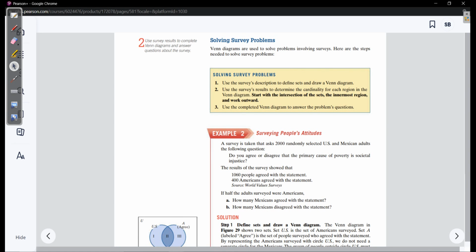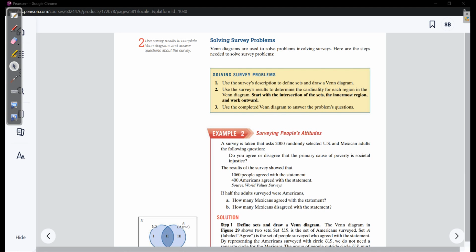With that said, this problem, let me reread it real quick. Example 2. A survey is taken that asks 2,000 randomly selected U.S. and Mexican adults the following question. Do you agree or disagree that the primary cause of poverty in society is societal injustice? The result of the survey showed that 1,060 people agreed with the statement. 400 Americans agree with the statement.